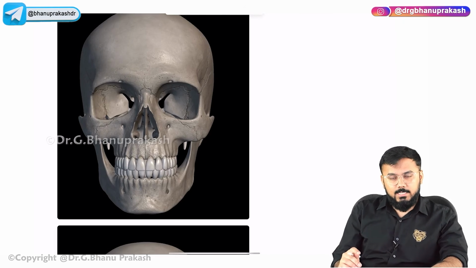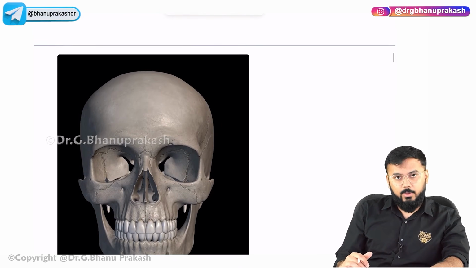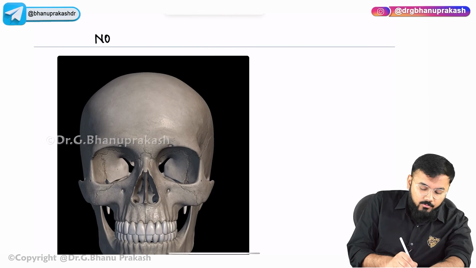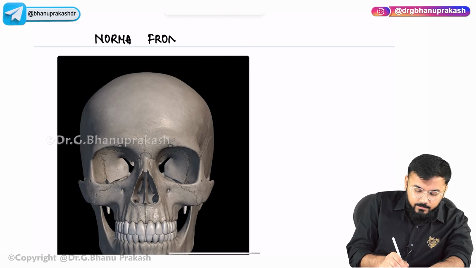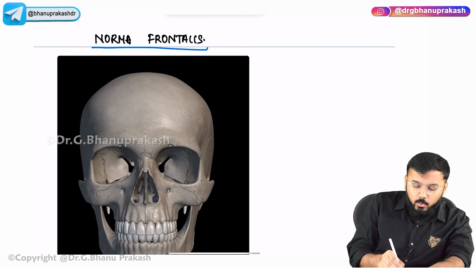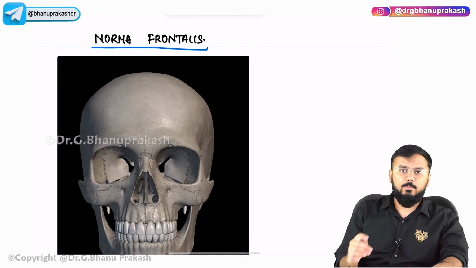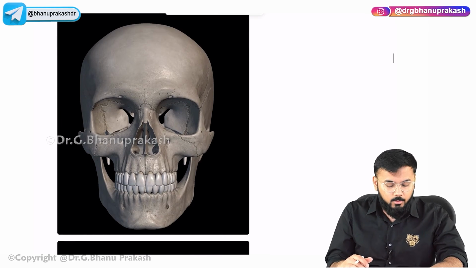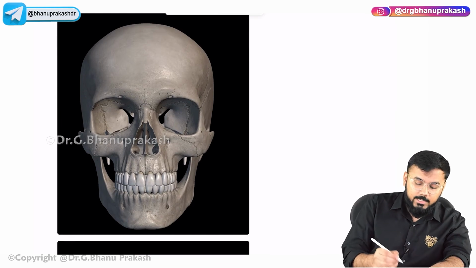So now we shall be discussing different parts of the skull. The first part we shall focus on is the norma frontalis. Norma frontalis is the first important part. We shall not be going into detail about each and every part, only those parts which are really important for your exams. The remaining things we shall just touch on superficially.